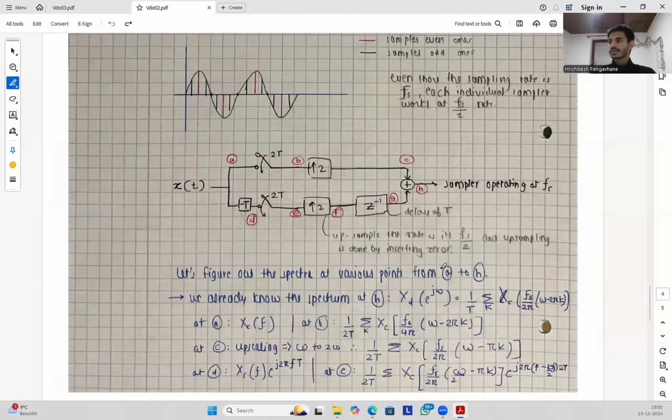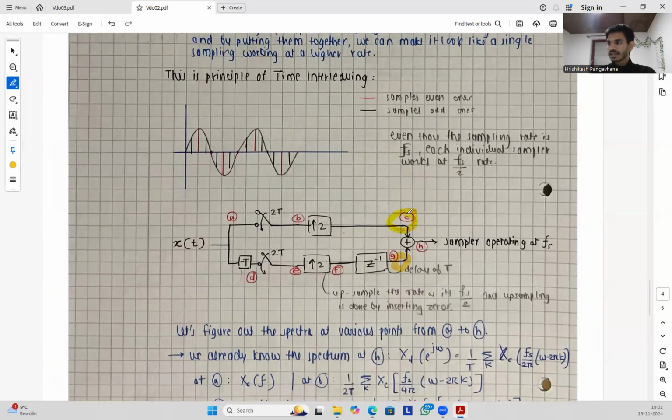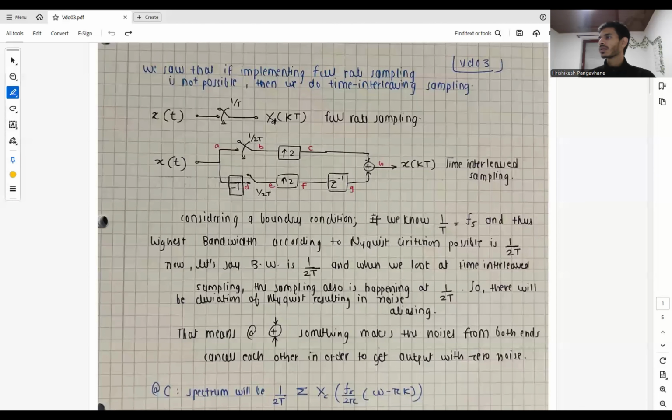What is interesting is that at points G and C we have two sampling modules, which we will add up in the end to get a single sampler that looks like it is operating at frequency fs. That's what we wanted, right? We wanted a sampling of fs. So these two points, C and G, are crucial. Okay, nice, perfect.